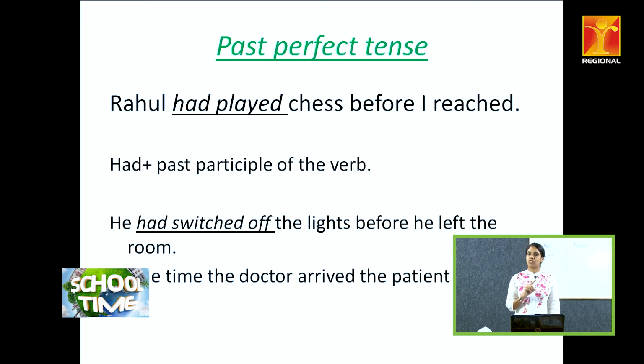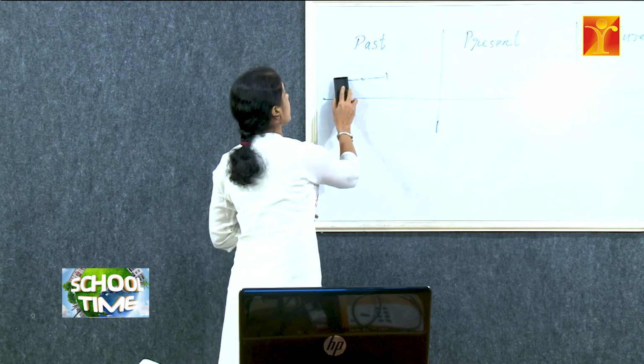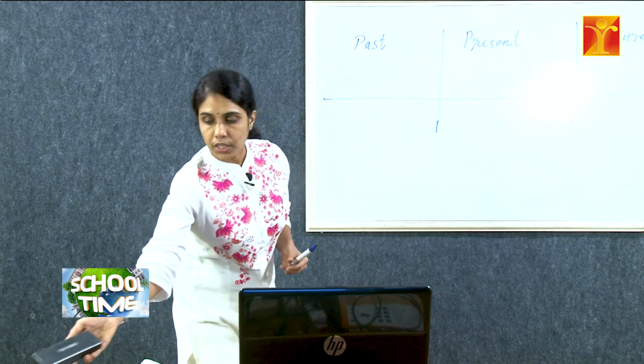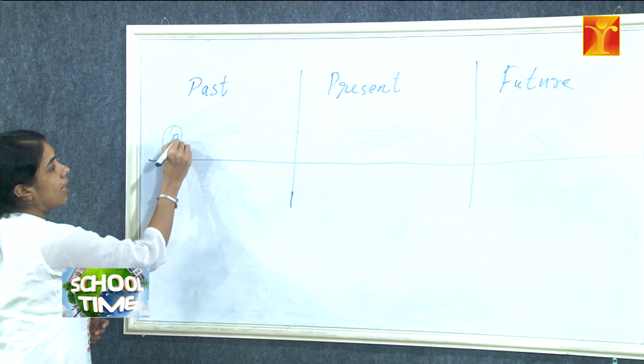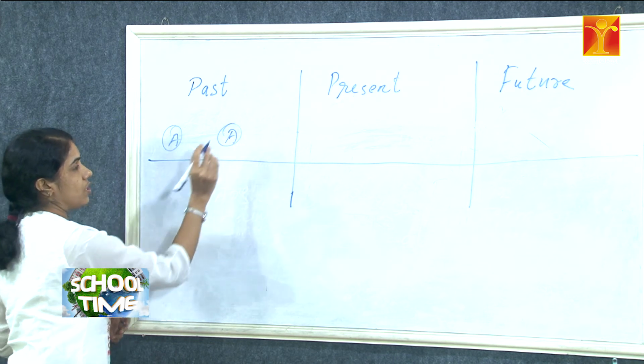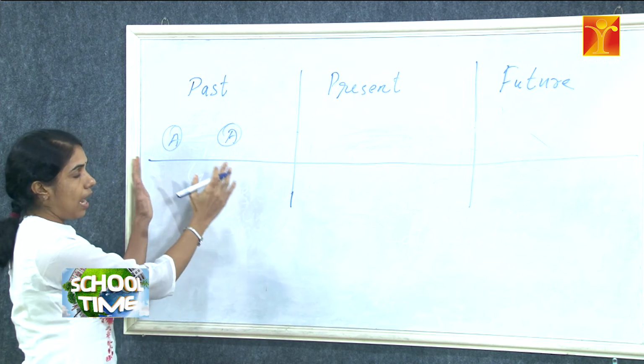Rahul had played chess before I reached. The first action is Rahul played chess. I reached is the second one. So, we expressed the first action with the past perfect tense. That is, Rahul had played chess before I reached. And see, there are two actions happening in the past. We need to talk about two actions. One action is here and the second is here. Two actions. Both are finished. Both the actions are finished and happened in the past.